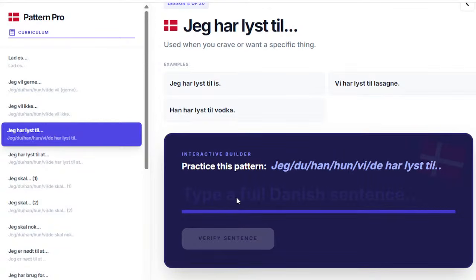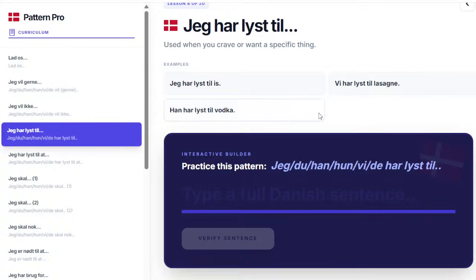But what you can do is you can look at native speakers, Danish people, and be like, okay, maybe I should just kind of copy what they do. So you take what they say, and then you just change it slightly, and that is how you get good. This is going to save you so much time. It's going to make it so much easier.